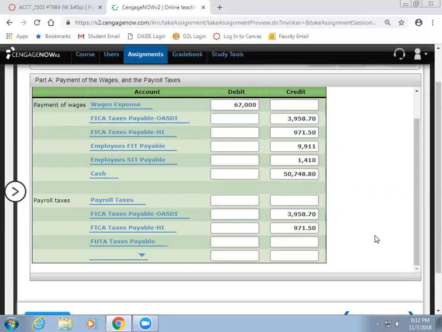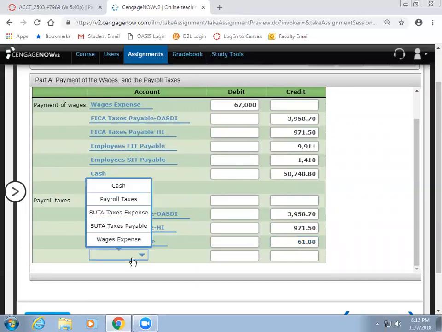Okay. So I just have to make sure I read how much my taxable is there. So in this case, FUTA taxes payable is $61.80.